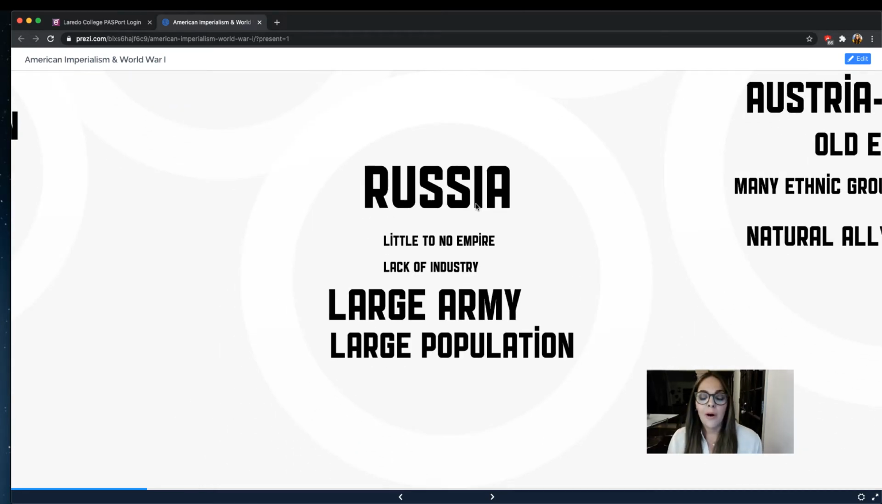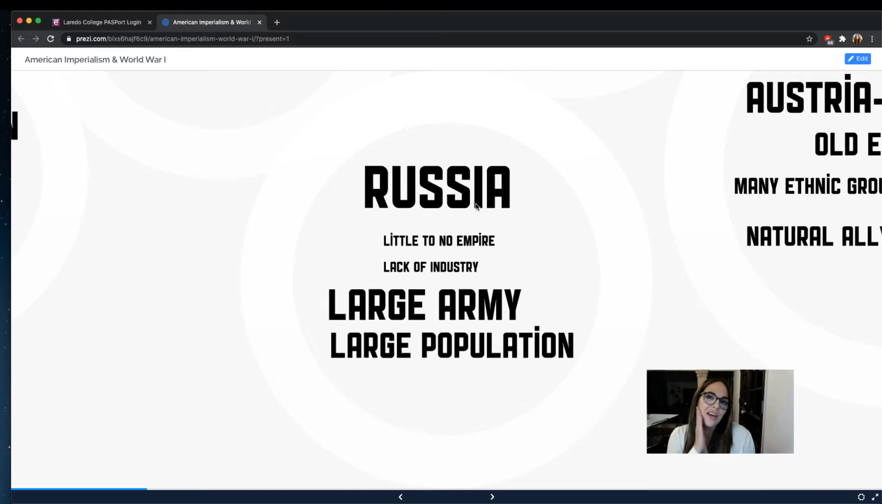Russia is the oddball here. Russia has little to no empire. It's a huge country, right? Huge nation, lots of people, large population. They do have a very large army, but in part because they have a very large population, but they're very disorganized to the point where the army doesn't even know how many people are in the army. Okay. But they have almost completely zero industry.